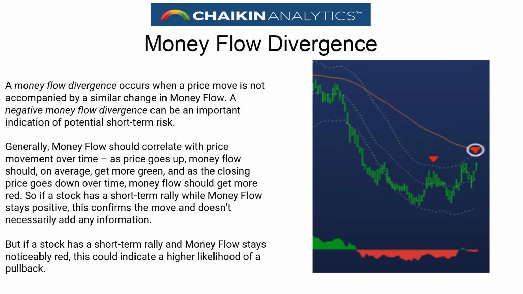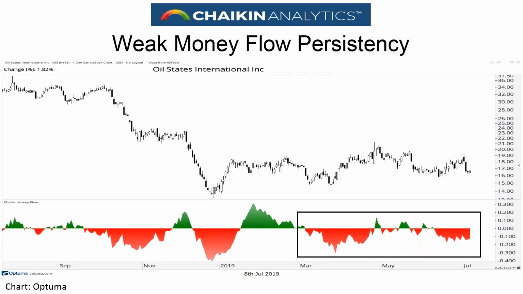But a money flow divergence occurs when a price move is not accompanied by a similar change in money flow. Something we refer to as a negative money flow divergence can be an important indication of a potential short-term risk. Generally, money flow should correlate with price. Over time, as price goes up, money flow should get more green, and as price goes down, money flow should get more red, similar to what we saw back here.